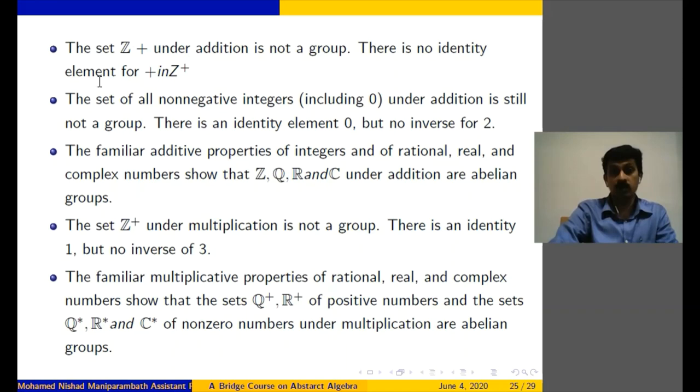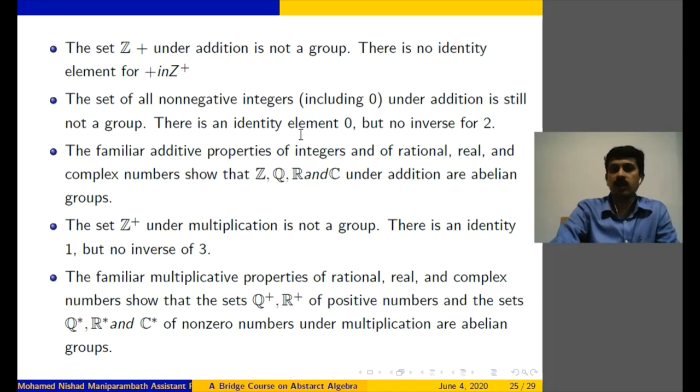The set Z plus under addition is not a group, because there is no identity for addition in Z plus; 0 does not belong to Z plus. Z plus is the set of natural numbers, the set of positive integers. The next one, the set of all non-negative integers including 0 under addition, is still not a group. There is an identity element, 0 union N being the non-negative integers, but under addition there is no inverse for 2 or for 3. None of the nonzero elements have an inverse in that set.